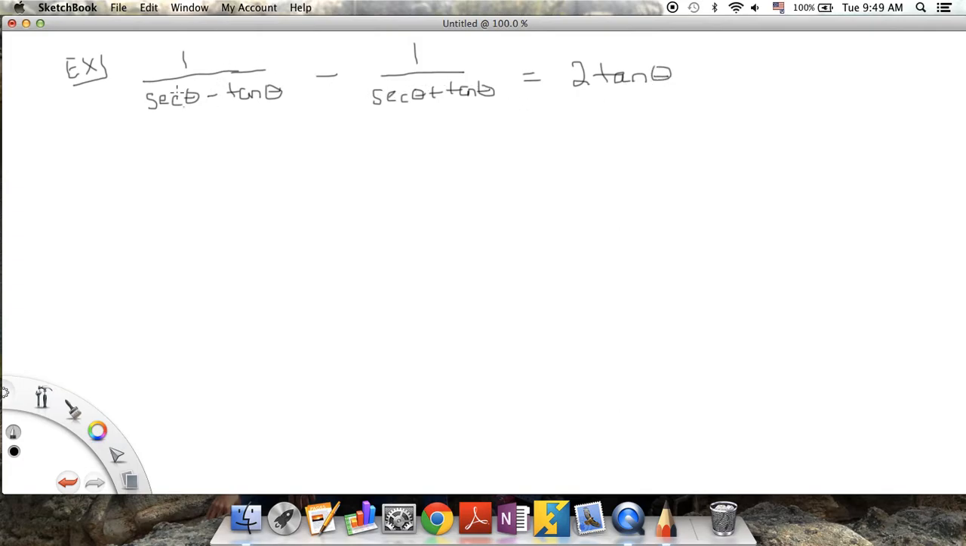Okay, so it's a proof, so we need to start with the most complicated side and work with it until we get to the other side. So we're going to leave this side alone. That's where our end goal is. So we need to work with this side till we can get it.